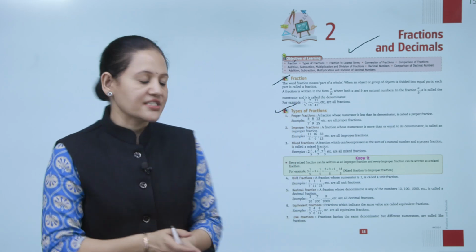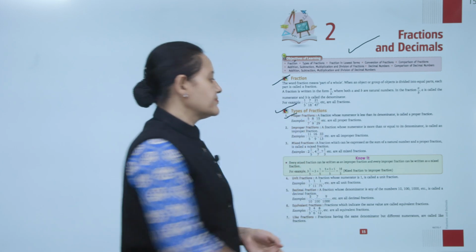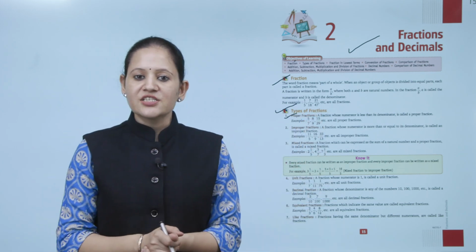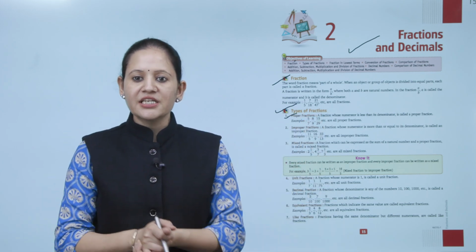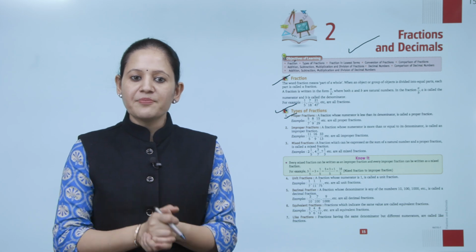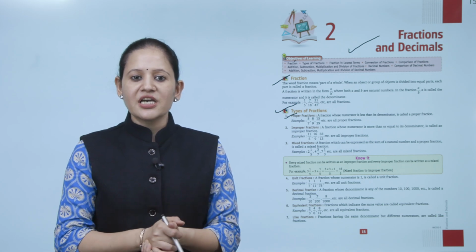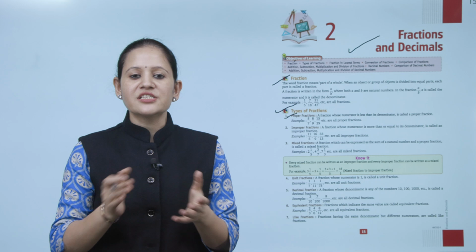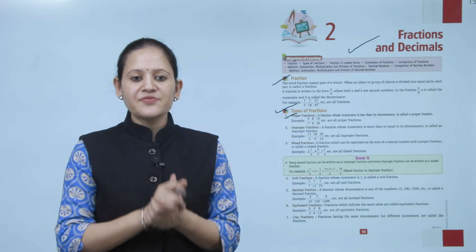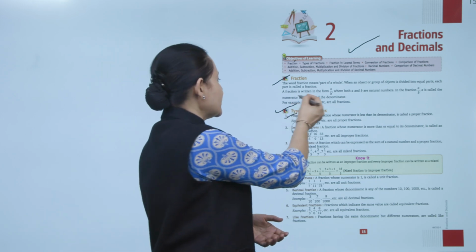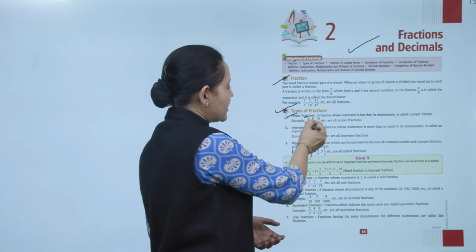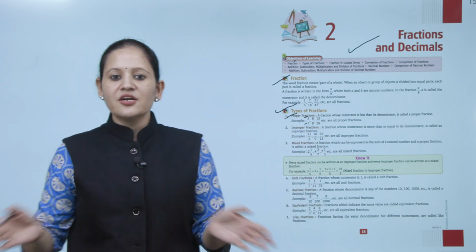Next is types of fractions. First is proper fraction. A fraction whose numerator is less than the denominator is called a proper fraction. For example, 5 upon 7, 8 upon 9, 15 upon 29, etc. All these are proper fractions. In these fractions, the numerator is less than the denominator.